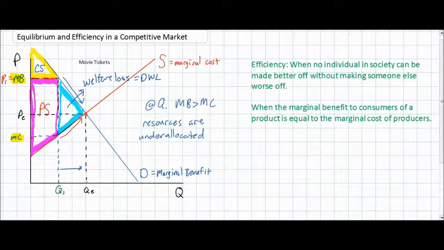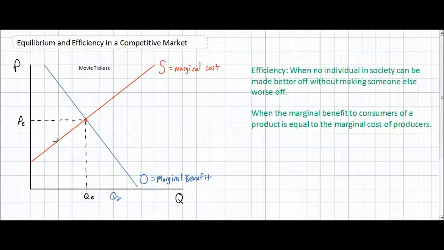Society would be better off with more resources allocated towards movie tickets. At a quantity of QE, the marginal benefit equals the marginal cost, indicating that resources are efficiently allocated towards movie tickets. Next, let's examine what would happen at a quantity greater than the equilibrium quantity, such as Q2. How is efficiency affected when resources are over-allocated towards the production of movie tickets? At a quantity of Q2, let's go up and see what the marginal benefit and marginal cost of movie tickets are. So we'll draw our dotted lines up.